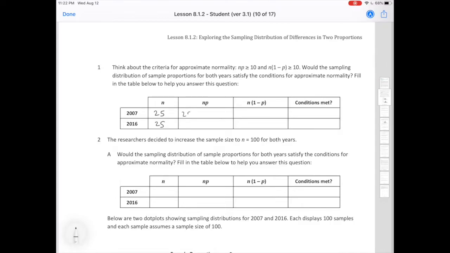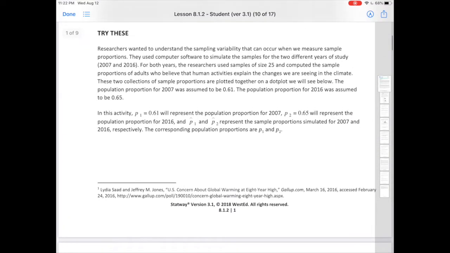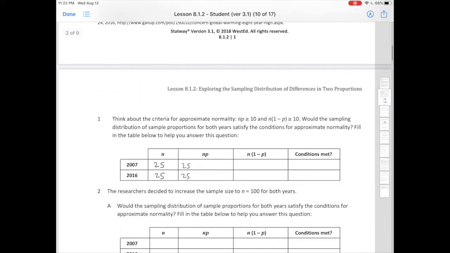Now for n times p, it's going to be 25 times something. Let's see, what was my P1? My P1 was 0.61. My P2 was 0.65. So this would be 25 times 0.61. If I multiply this on my calculator, I get 15.25. And if I do 25 times 1 minus 0.61, I get 9.75.